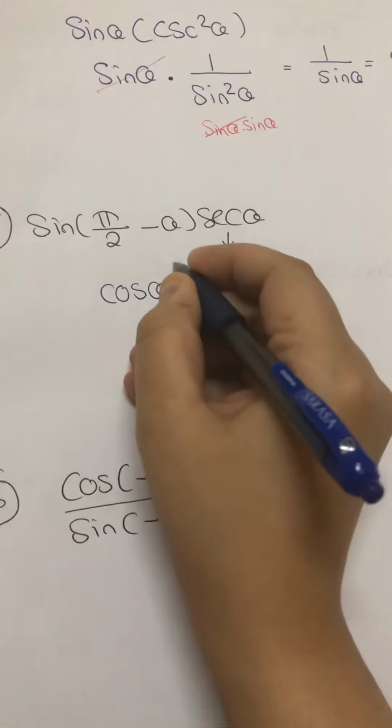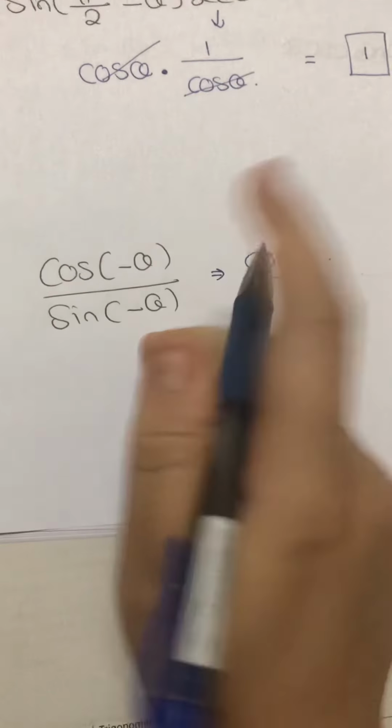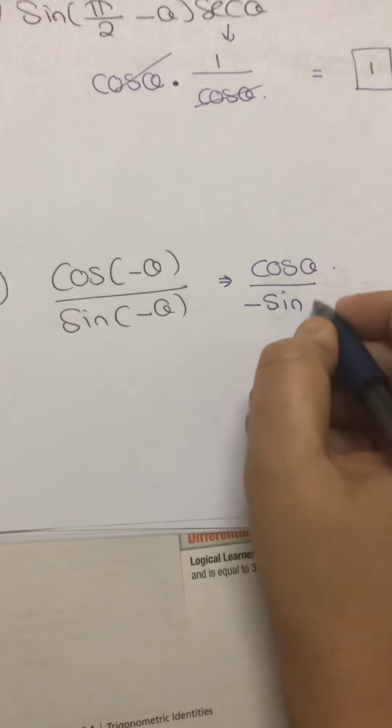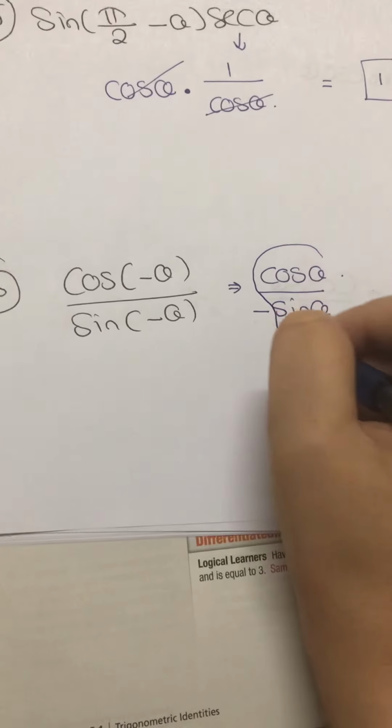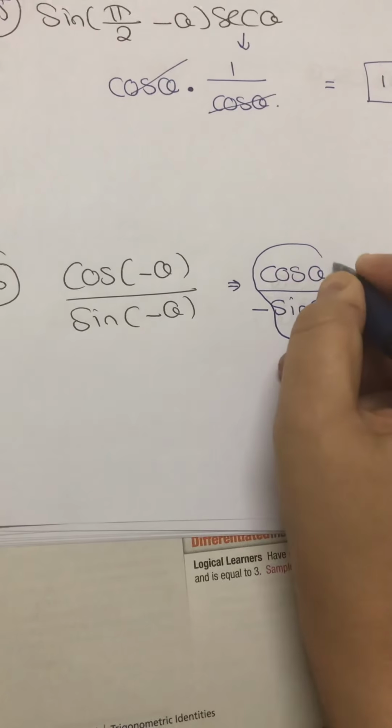Okay, these are the negative identities, or the odd and even function identities. Cosine negative theta was equal to what? The same as cosine theta. And sine negative theta was the same as negative sine theta. Okay, what is cosine over sine? It's cotan, but I have a minus here. So minus cotan theta is the right answer.